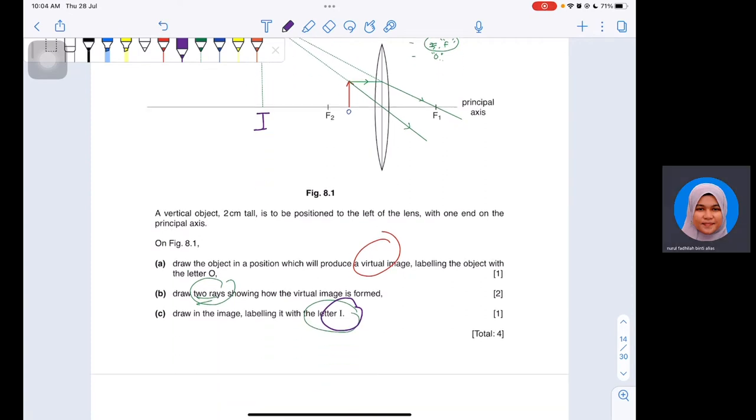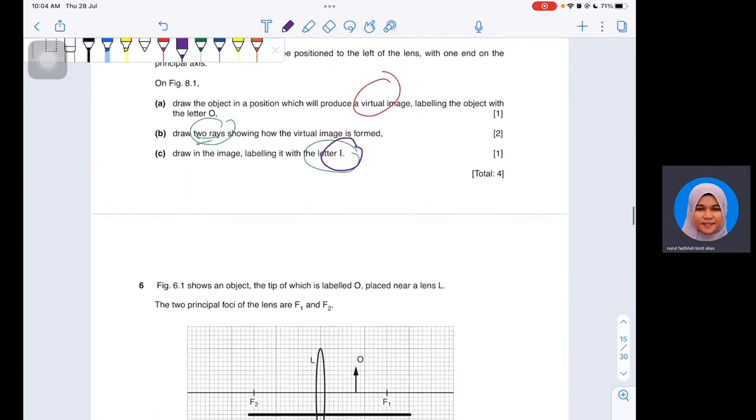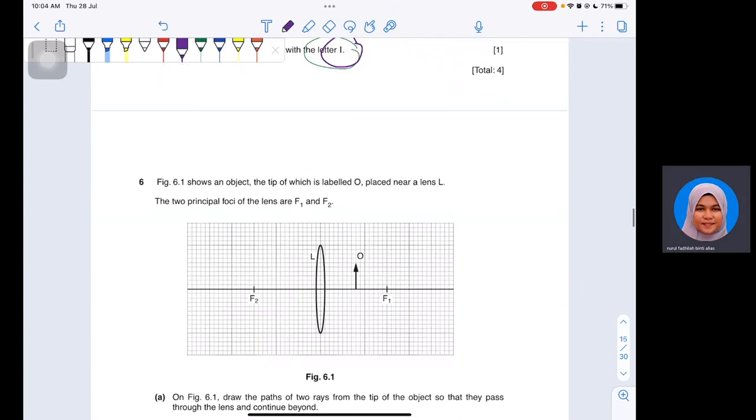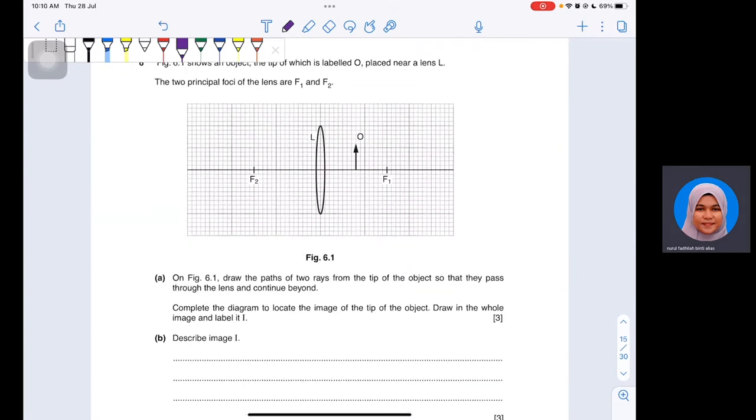It is better that way, because in SPM it appears, and in IGCSE too. Okay. Now, for number 6, you know.